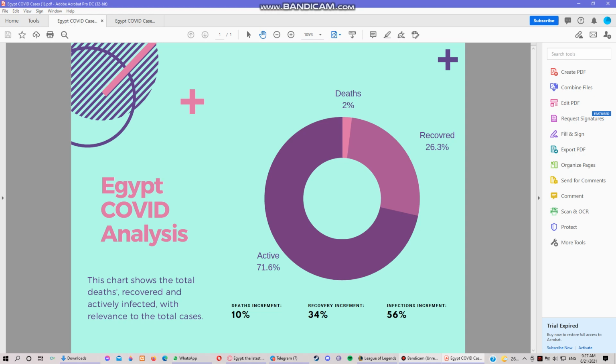These numbers represent how much each respective category has increased from 2020 to 2021. So we have a 10% increase in deaths from 2020 to 2021, and a 34% increase in recovery, which of course is thanks to the vaccine, but it should be higher the more popular the vaccine gets. And we also sadly have a 56% increase in infections.